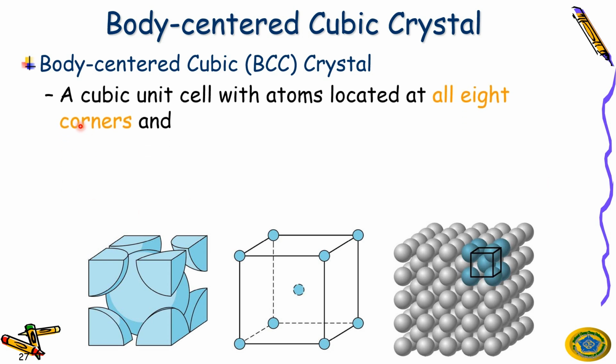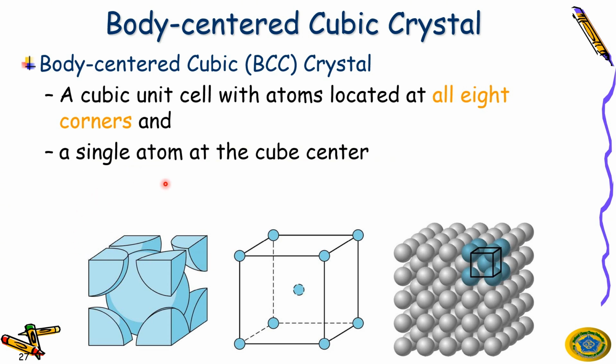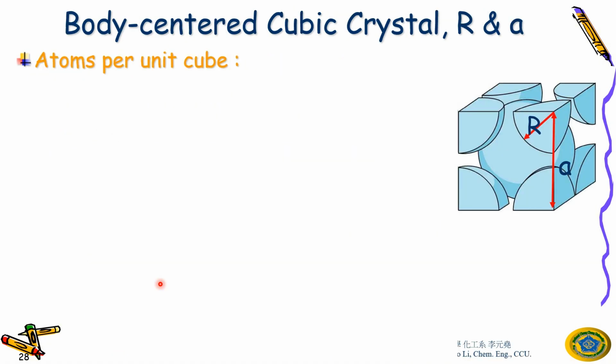So that definition is the cubic unit cell with the atoms located at all 8 corners. So body center means what? You have 1/8 of the atoms located in the corner, 8 corners. However, you have one single atom in the center, and this is what we call body center cubic crystal. Okay? I'm sure you learned this. Right, so at this moment, you need to tell me the relationship between the radius and the length of the edge.